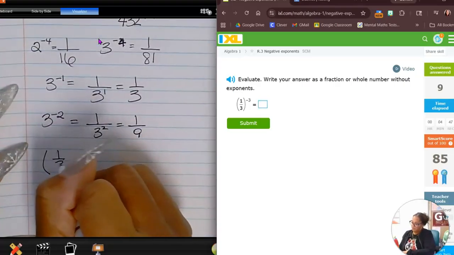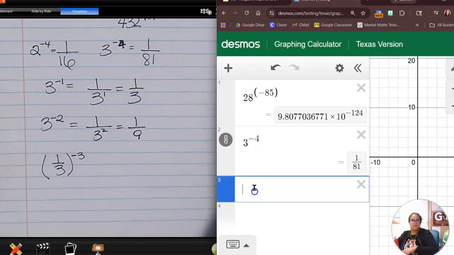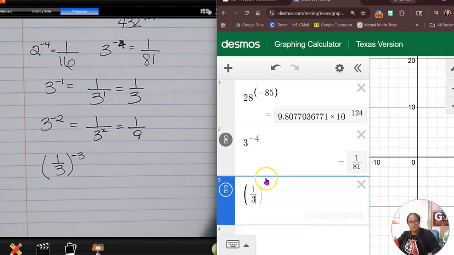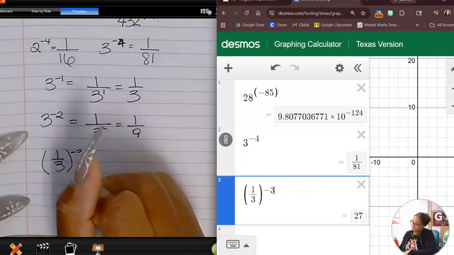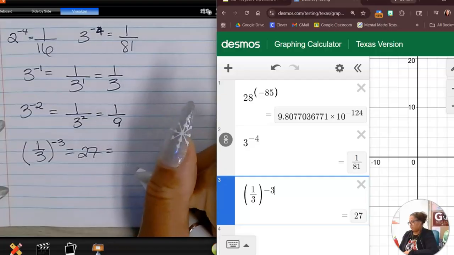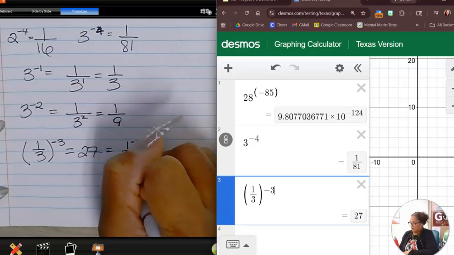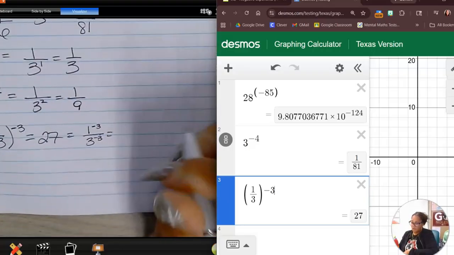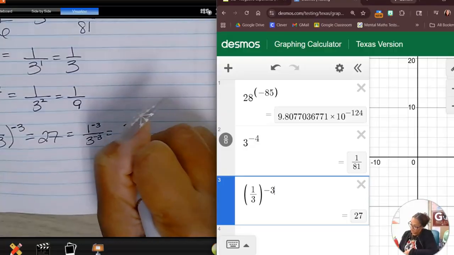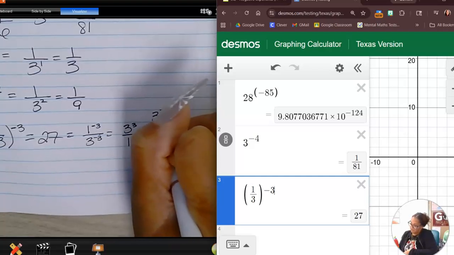Okay, 1/3 to the negative third power. Let's see what Desmos does for us here. 1/3 to the negative third power equals 27. I believe that just becomes 1 to the negative third and 3 to the negative third, which then becomes 3 to the third over 1 to the third power. And then that's 27 because 3 to the third power is 27.